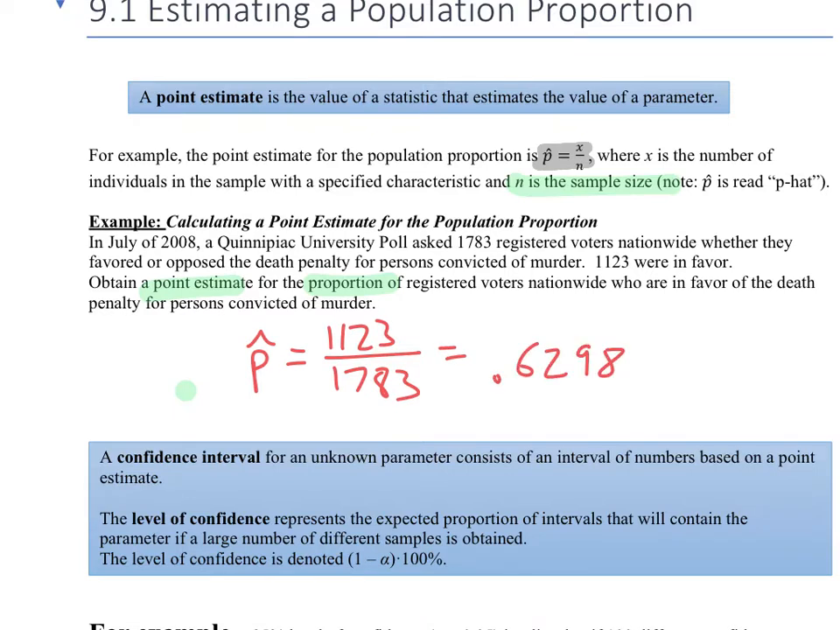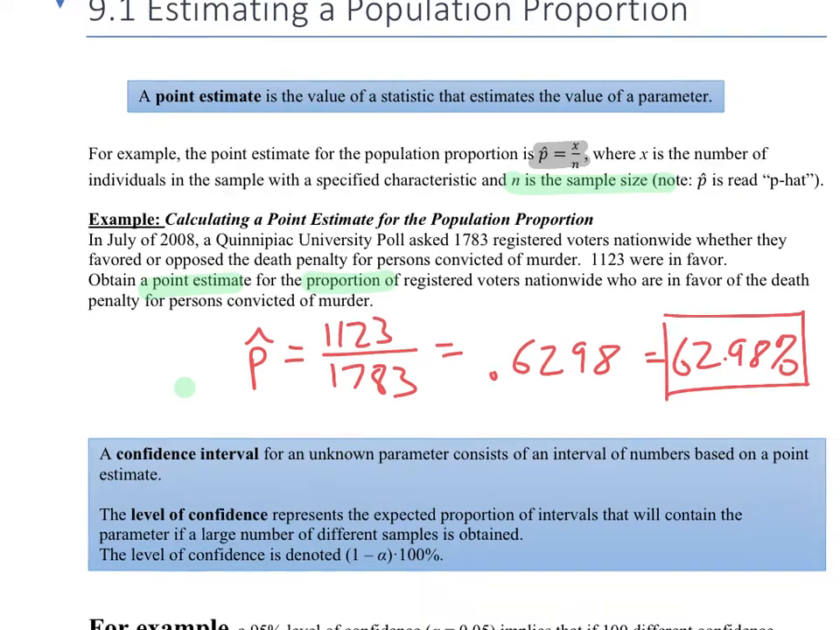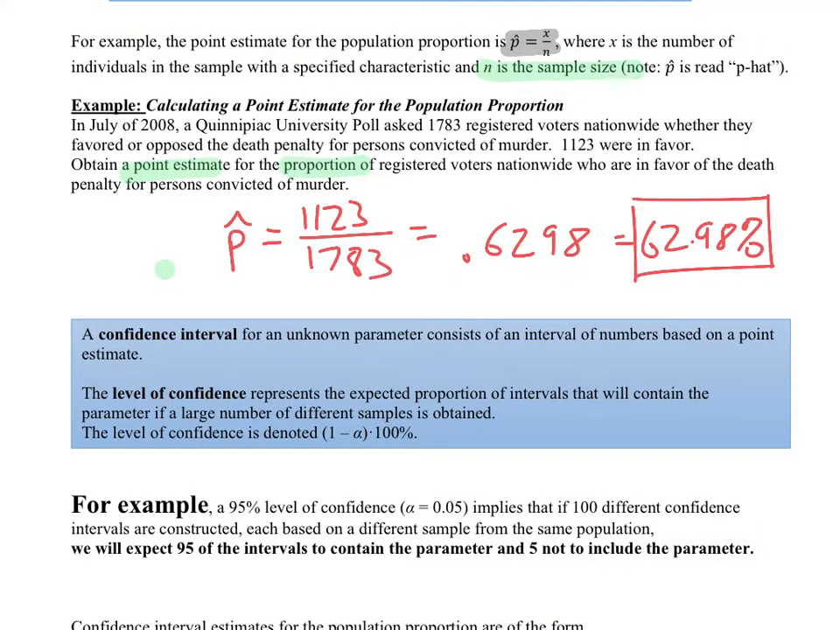And punching that in our calculator, we get 0.6298 or 62.98%. All right. So about 63%. So what we want to work on now is finding what we call a confidence interval. So a confidence interval for an unknown parameter consists of an interval of numbers based on a point estimate. All right, so it's based on a point estimate.